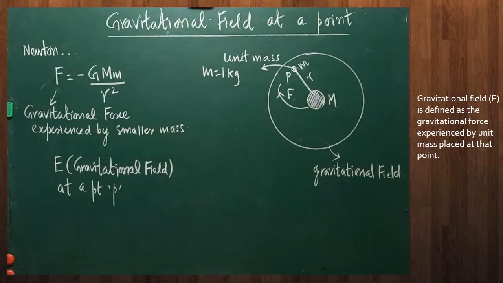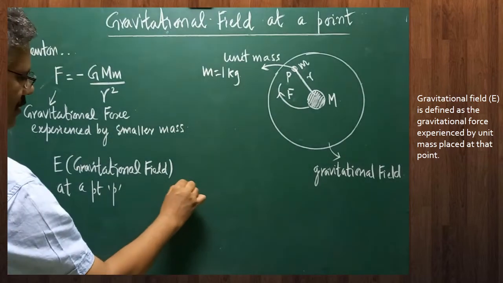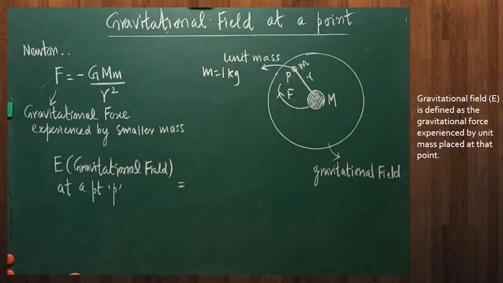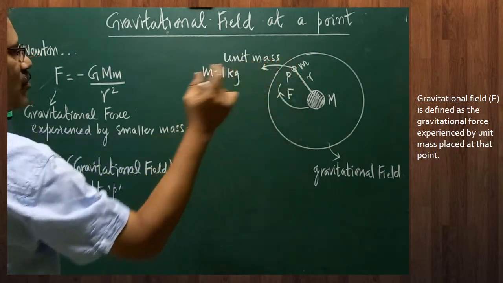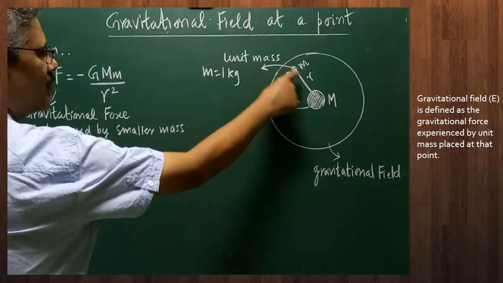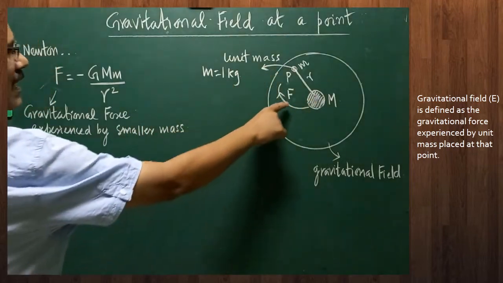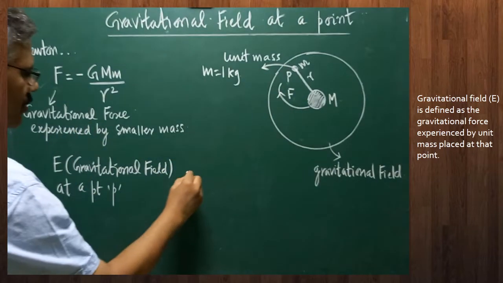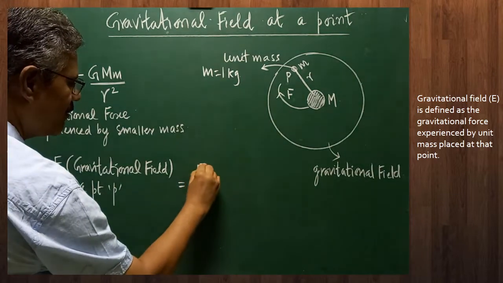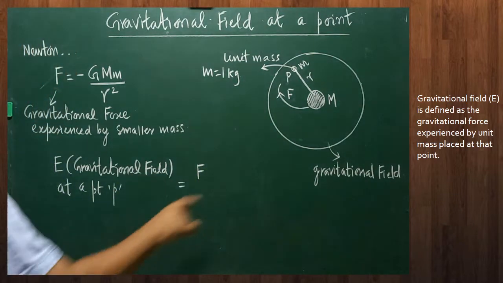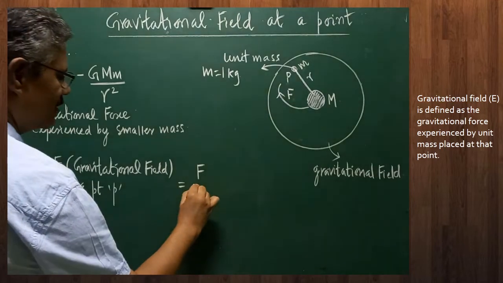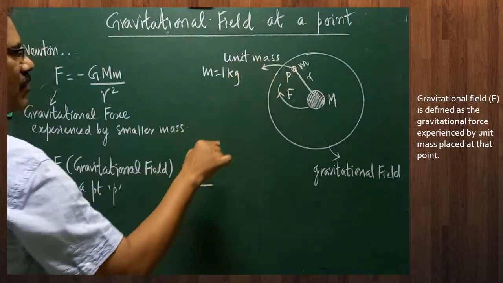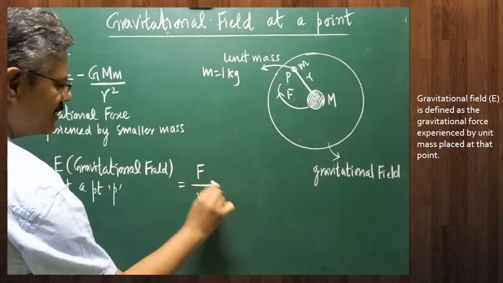To calculate the gravitational field at point P, how to write the formula? Force experienced by unit mass. At point P, which one is kept? Unit mass is kept. That unit mass experiences the gravitational force exerted by the bigger mass. So therefore, how to write this? Tell me. F. What is F? Force experienced by. Who is experiencing the force? That unit mass is placed at point P, no? That one is experiencing the force.